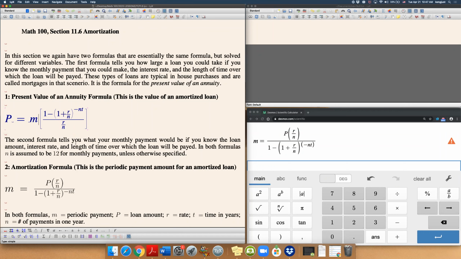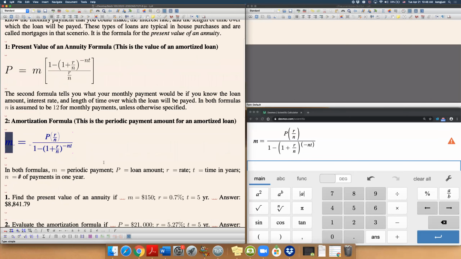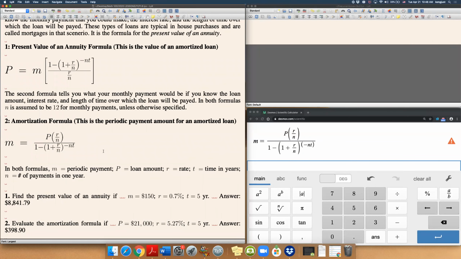The second formula is just the first one solved for M instead. So if you know the loan amount, you can find how much you're going to pay per month. When I say month, this could also be every year or every quarter, but the standard value is once per month. So we just assume month unless we're told otherwise.